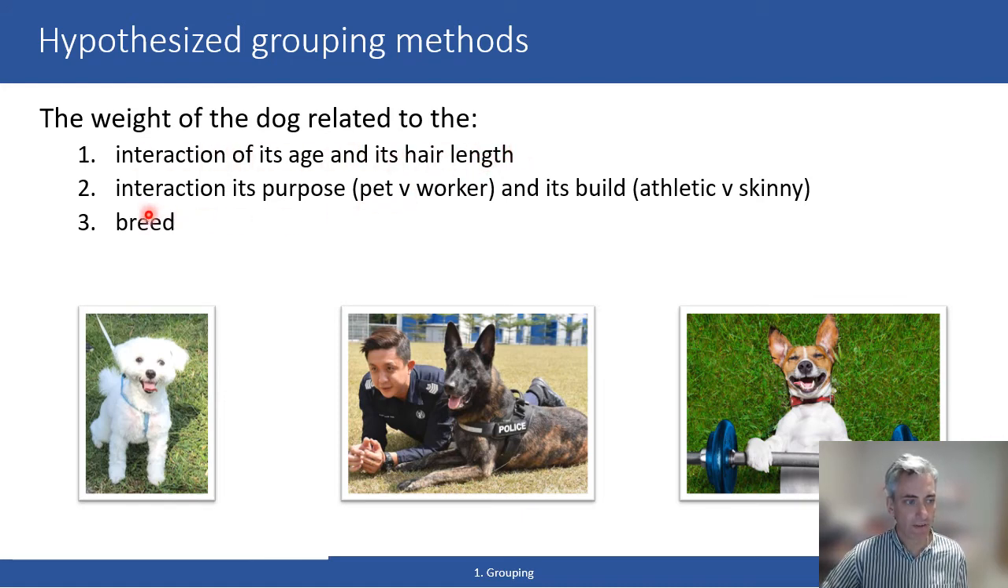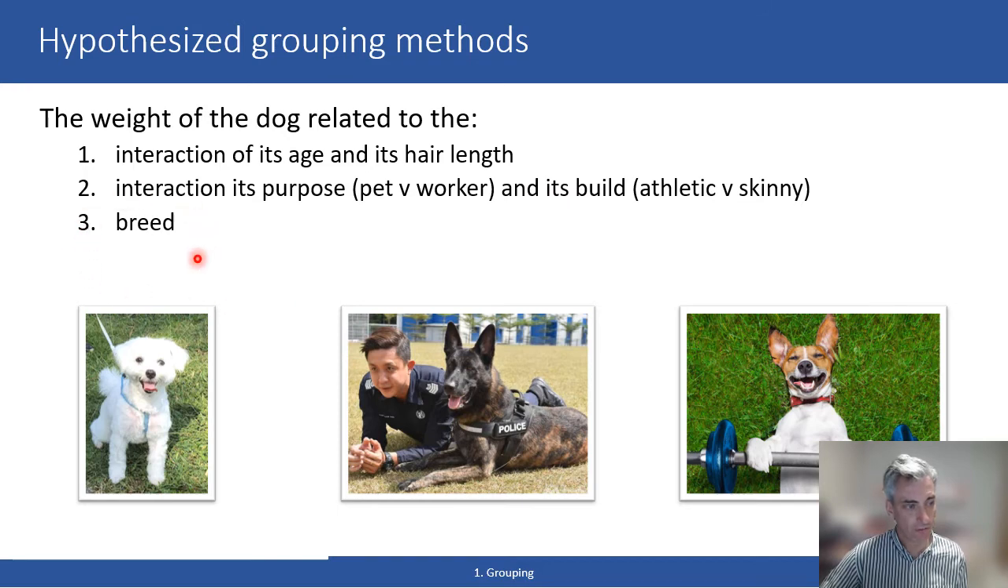The second hypothesis might be that it depends on the purpose of the dog. For example, a pet dog, here's my pet dog Kiki, versus a working dog, like this guy's police dog, it's a big working dog, maybe we'll be able to explain its weight. Or maybe the build of the dog, whether it's an athletic dog or whether it's a skinny dog. So here's a very athletic looking dog. So maybe this will explain the distribution of weights.